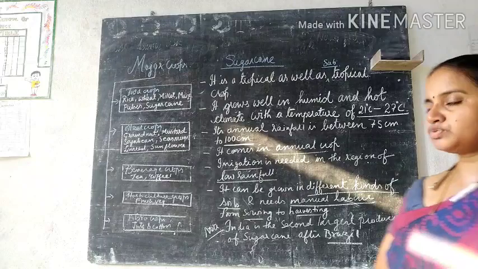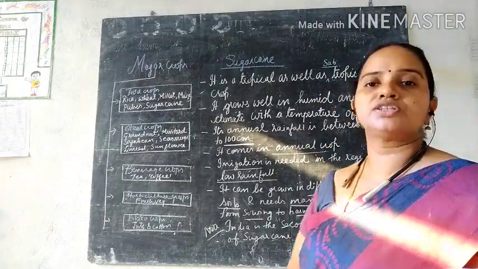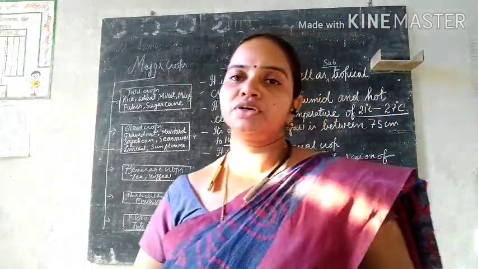What is the thing which we need to note down here? That India is the second largest producer of sugarcane after Brazil.